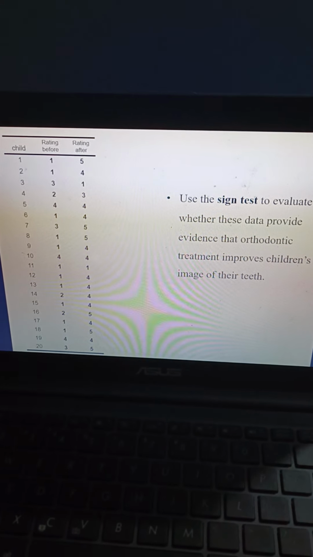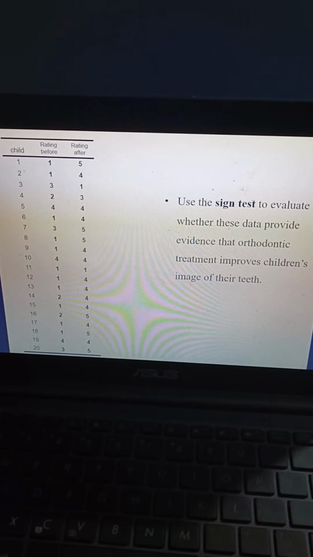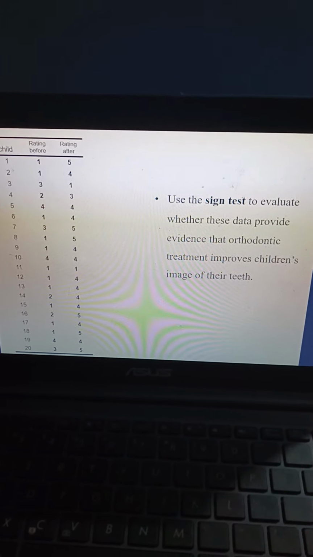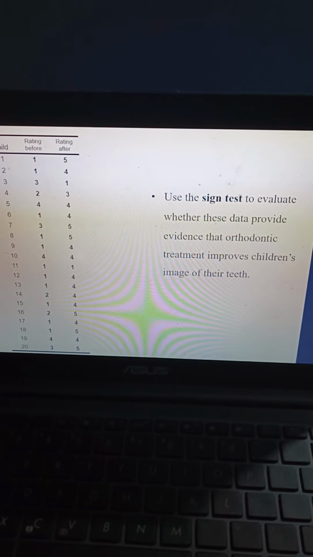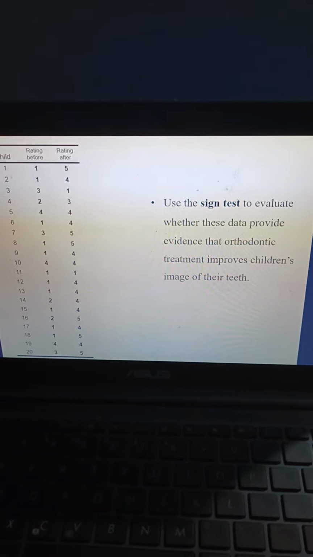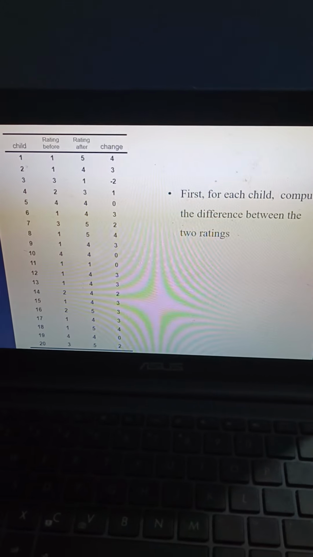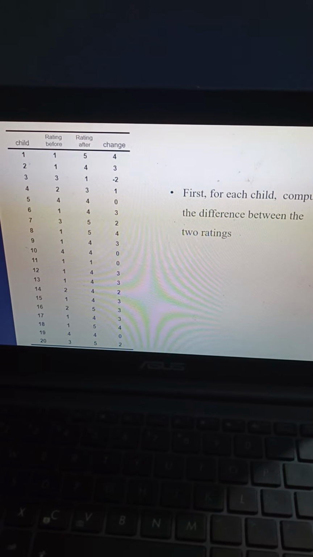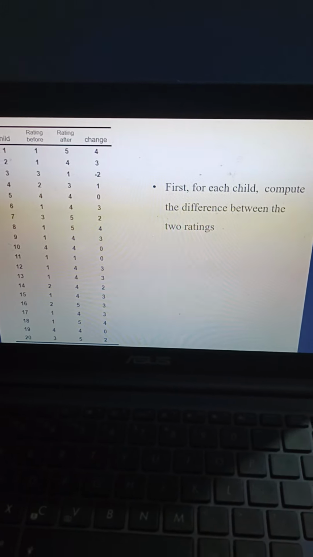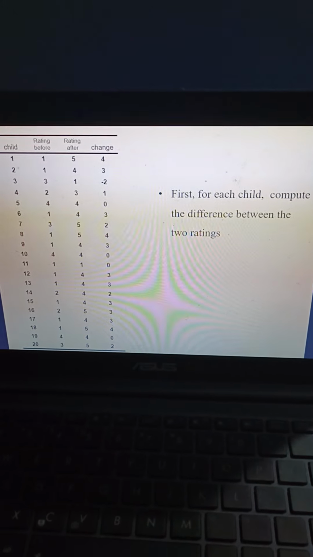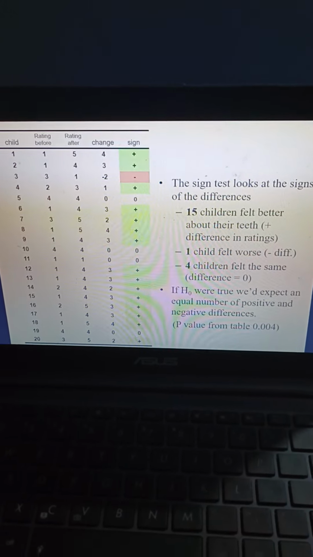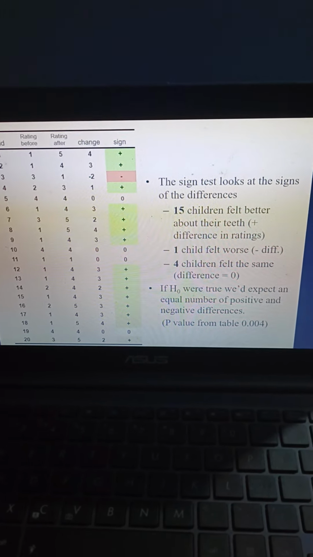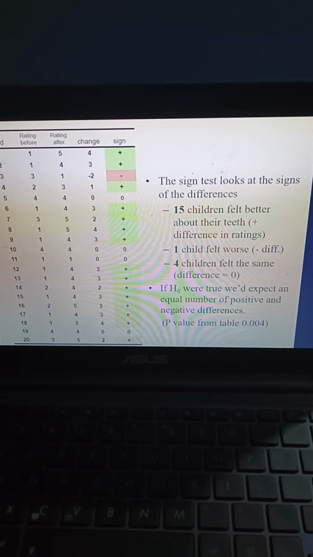And for each child, the rating before and rating after values are given. Use the sign test to evaluate whether these data provide evidence that orthodontic treatment improves children's image of their teeth. Then the change was calculated, and first for each child compute the difference between the two ratings. Then a sign was given to the change, and the sign test looks at the signs of the differences.